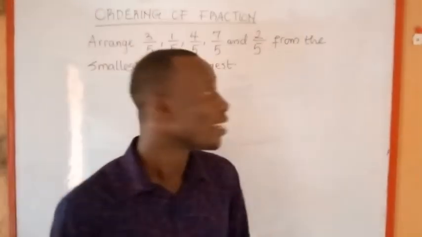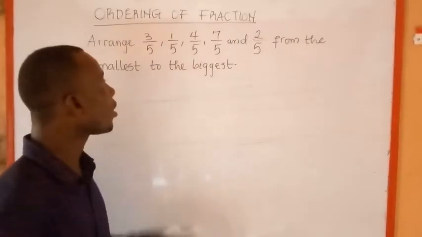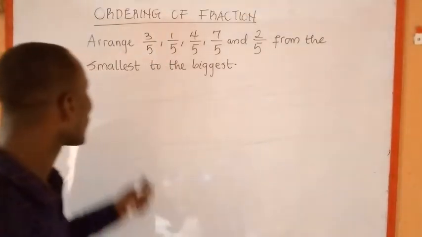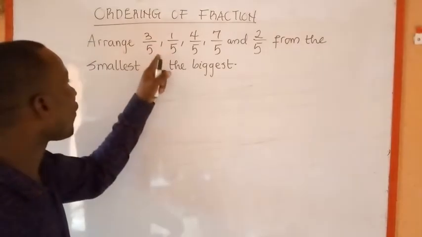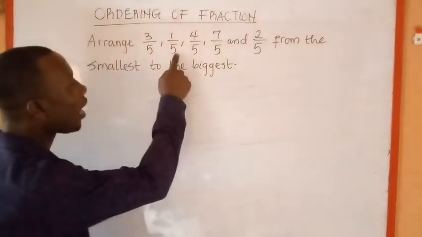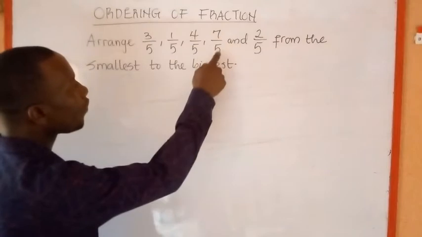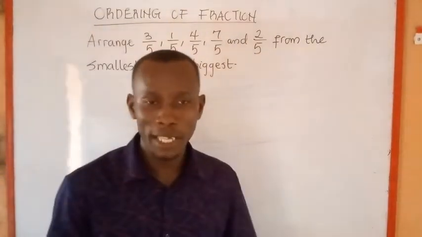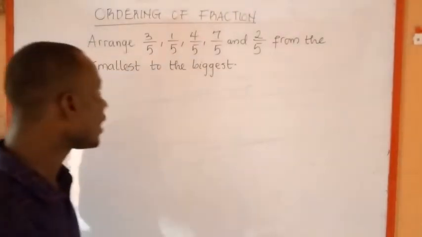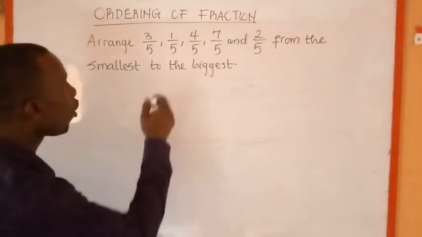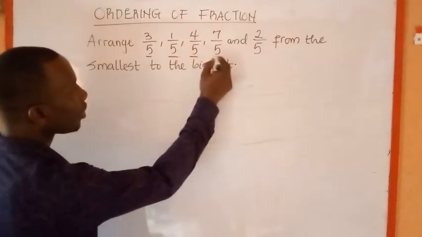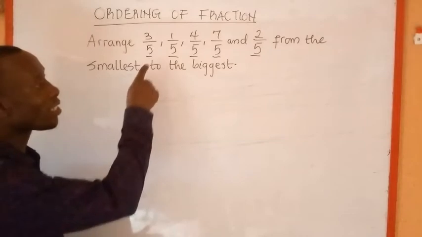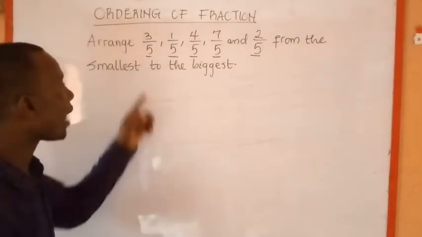Now, when you come across this type of question in your exam: arrange 3 over 5, 1 over 5, 4 over 5, 7 over 5, and 2 over 5 from the smallest to the biggest. It's very easy. Now, when you see 2 or more fractions like this, you discover that there are similarities. And what are the similarities?